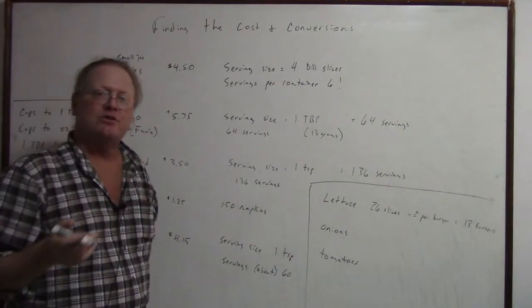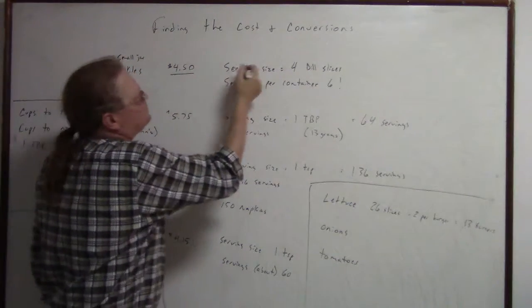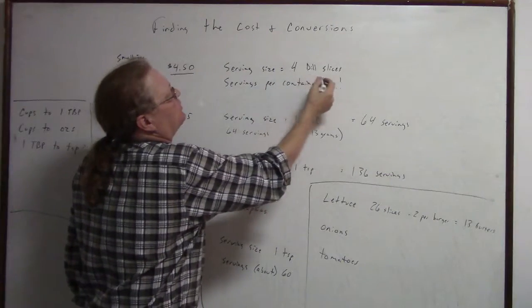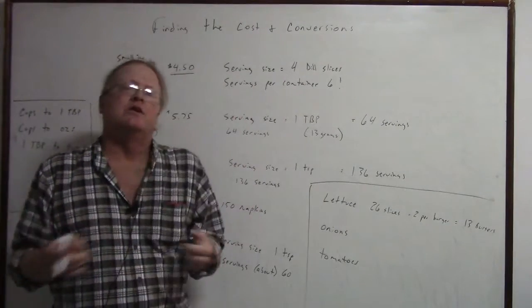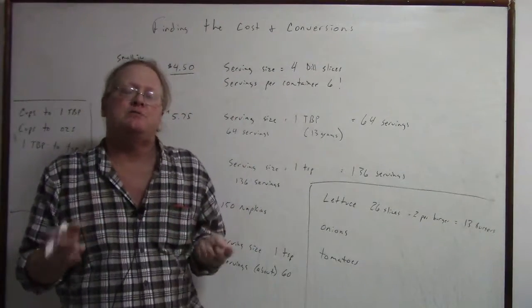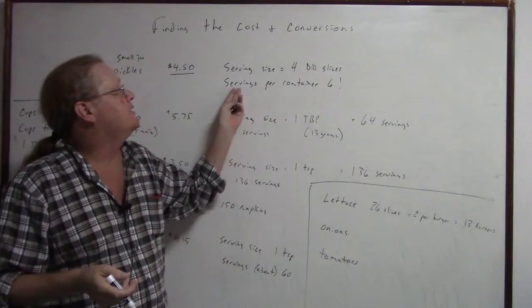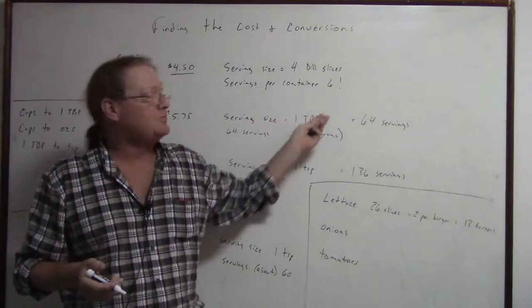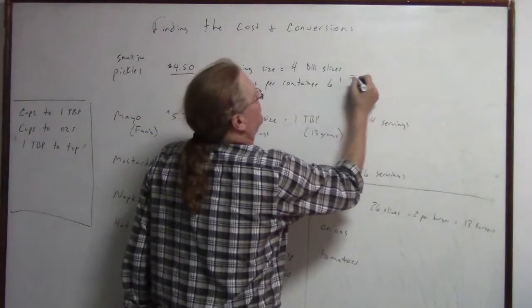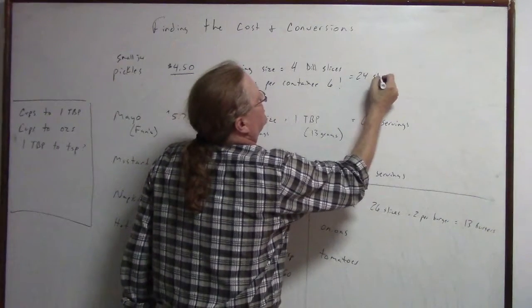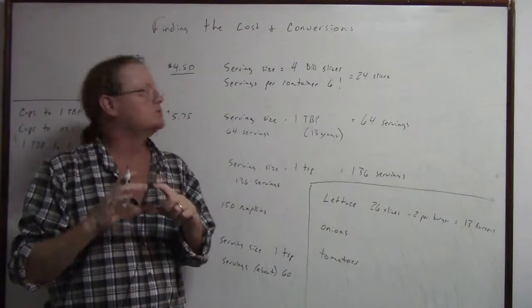From what I could tell, the price was $4.50, and the serving size was 4 dill slices. For the average person making a ham sandwich, you put 4 pickles on it, so they call that a serving size. Then they say servings per container was 6. So actually in the jar are 24 slices of hamburger dill pickle chips.